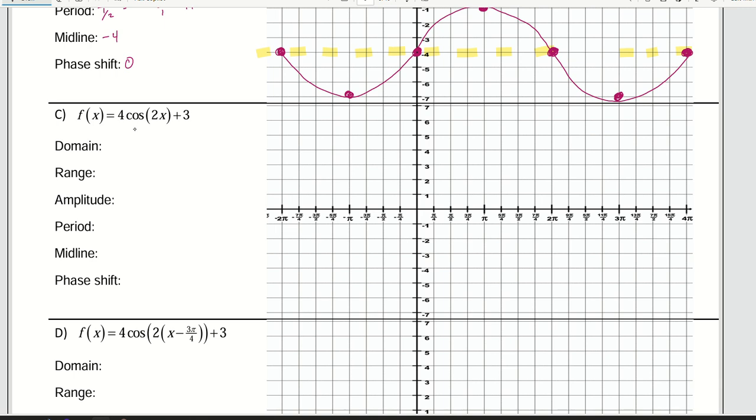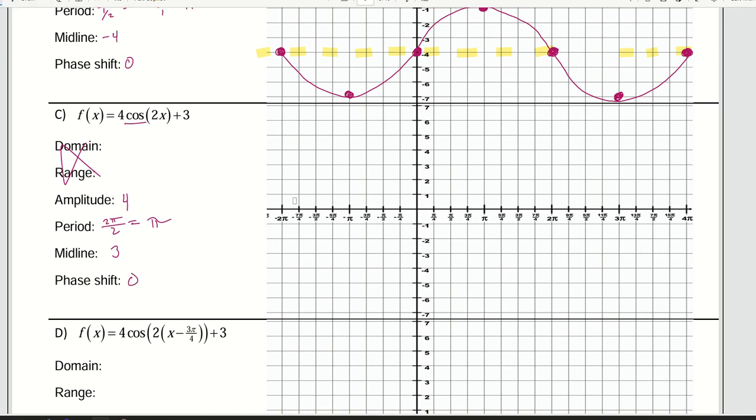Letter C, this is cosine, which means the order in which we cycle through is different. We're not going to midline first and end with a midline. We're going to peak first and end with a peak. All right, so domain and range, don't worry about those. Amplitude 4, midline 3, the period 2 pi over b, which in this case our b is 2. The 2's cancel out, so our period is pi. Phase shift, we're adding nothing in there, so 0.